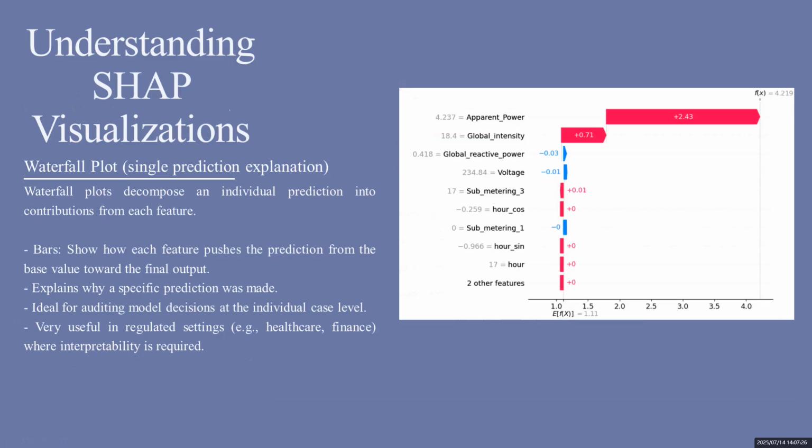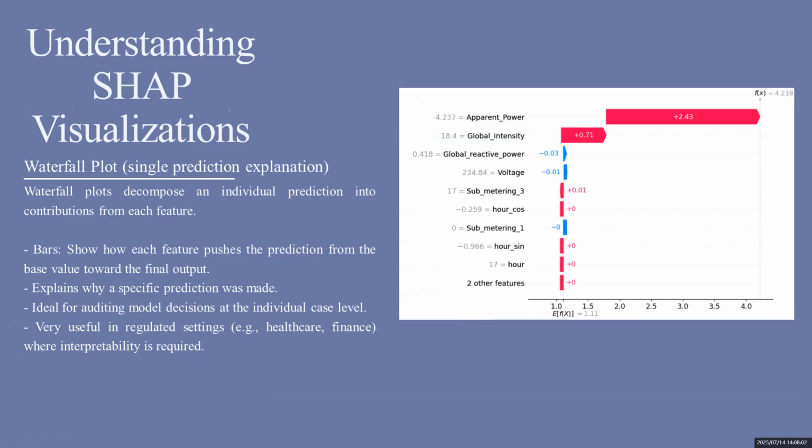Now let's look at the waterfall plot, which is called the single prediction explanation. The waterfall plot decomposes an individual prediction into contributions from each feature. We can see that the bars show how each feature pushes the prediction from the base value towards the final output. It starts from a point and then pushes outward.